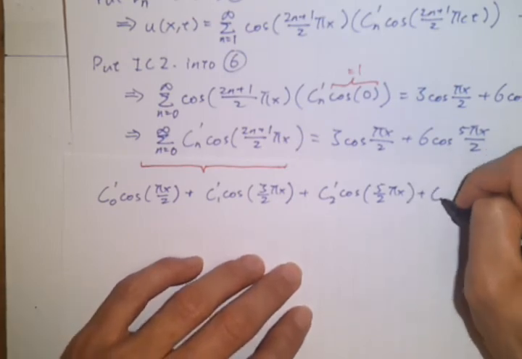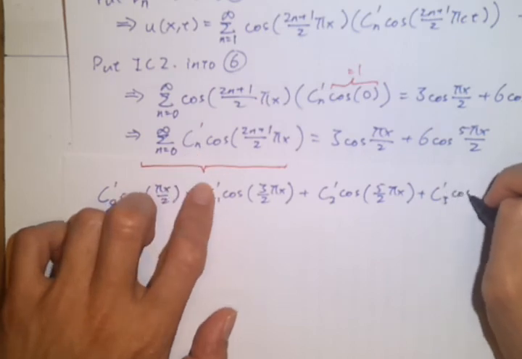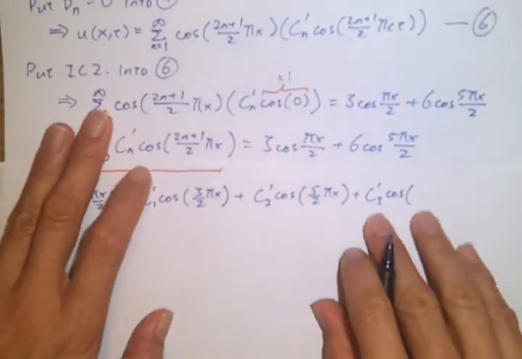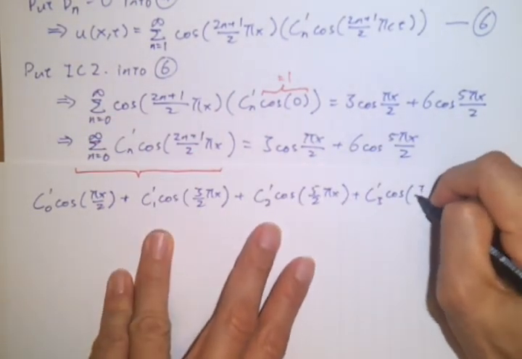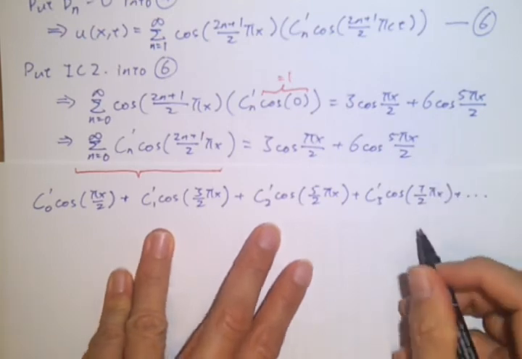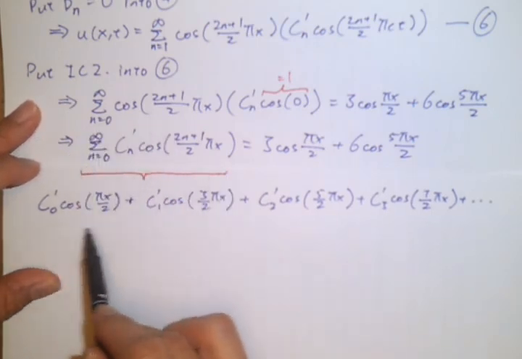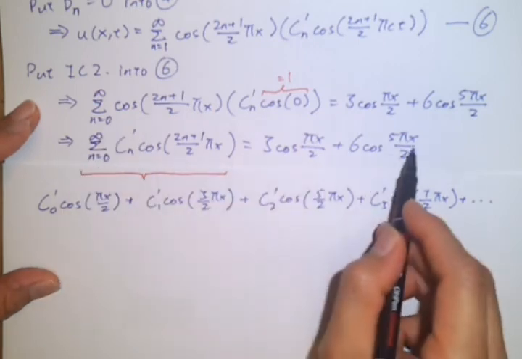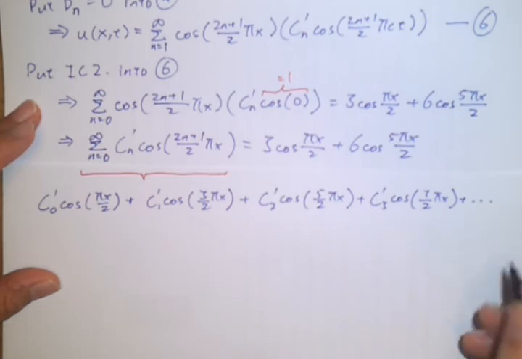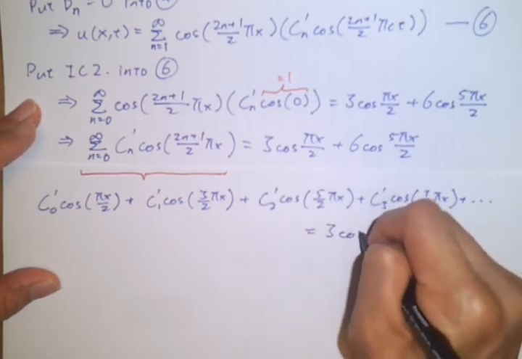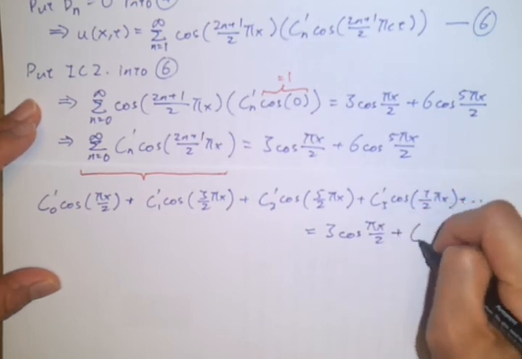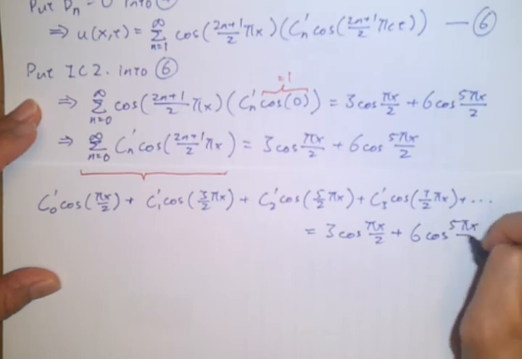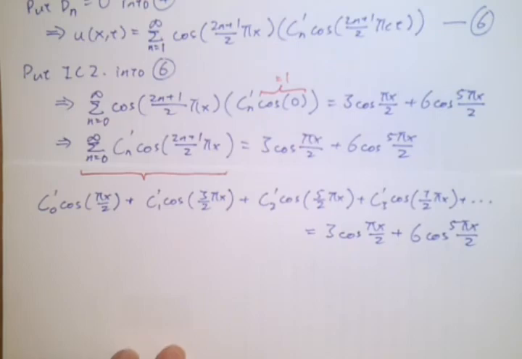Let's do one more. When n is 3, you get cosine of 2 times 3 plus 1, which is 7, and so on. So this term expands out to this, and if it must be equal to this, it means what I've expanded out has to equal 3 cos(pi x over 2) plus 6 cos(5 pi x over 2). So you can now compare: this cos(pi x over 2) term is this term, and your cos(5 pi x over 2) term is this term.